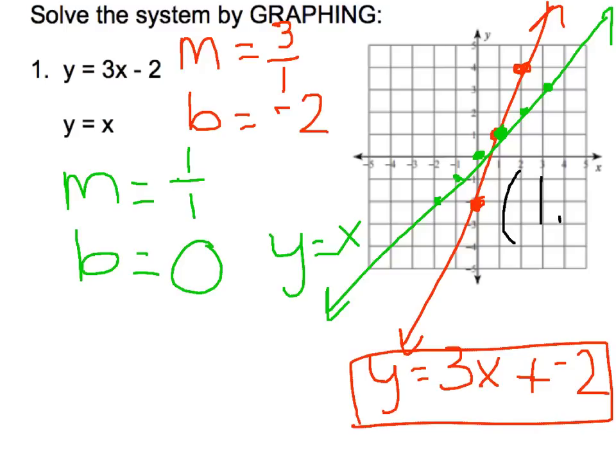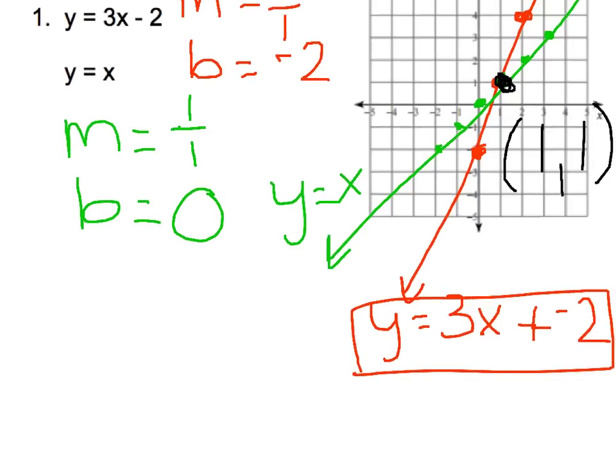So my answer is (1, 1). So it's going to be this ordered pair right here. That's my answer. Now, to check my answer, I can substitute 1 for x and 1 for y into both equations to see if it really truly is the solution to both equations.